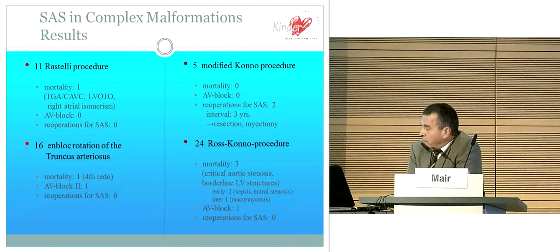The 24 Ross-Konno procedures, these were all borderline left ventricles with critical aortic stenosis and PDA-dependent systemic circulation. We had 2 early deaths and 1 late death. The late death was a death from mucormycosis after an abdominal procedure, colectomy. The other ones died, 1 from sepsis and 1 from mitral stenosis. 1 patient had an AV block, but no patient needed reoperation for subaortic stenosis.